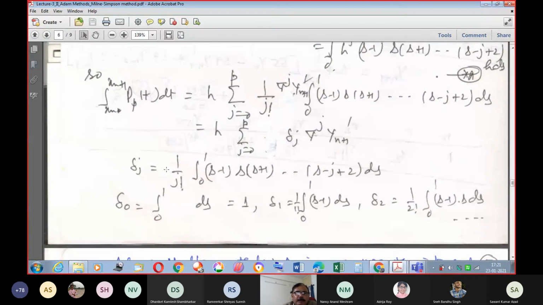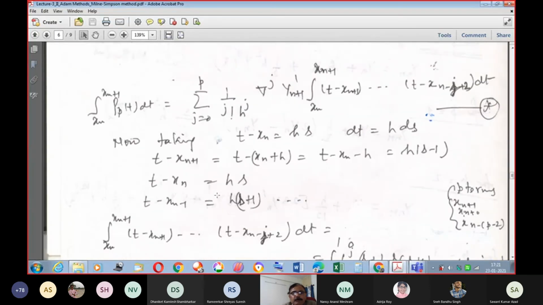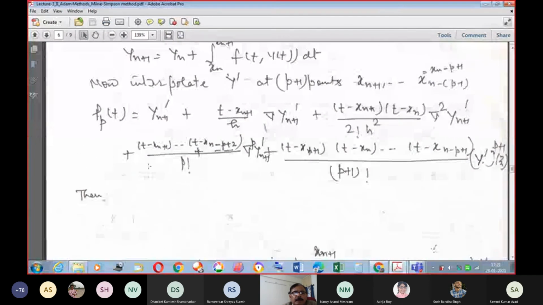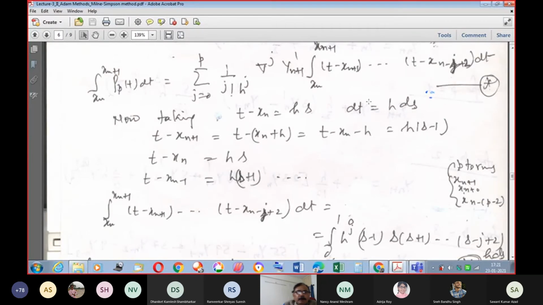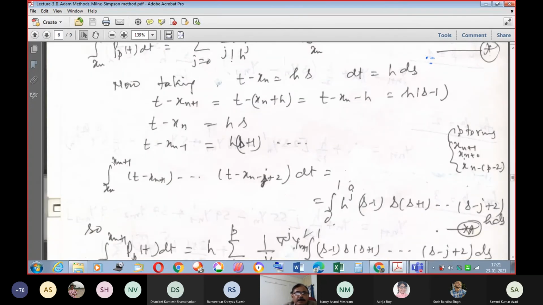So here the delta j's will be like that. Delta naught, the very first one you have already seen, 0 to 1 ds. We see the first integral. First integral will be integral from xn to xn plus 1, which will change to 0 to 1, very obvious, that you have already seen. Then your 1 s minus 1.